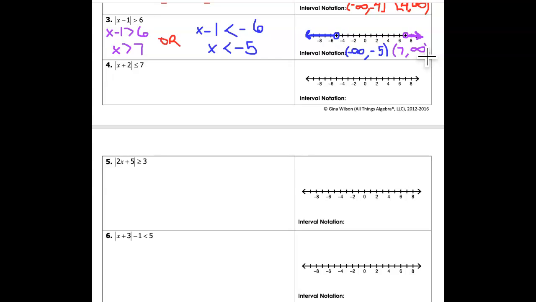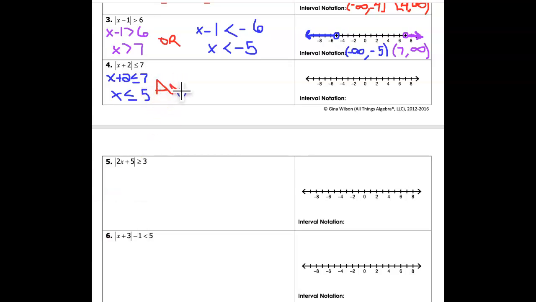All right, so we're going to do the same exact thing with number 4. For the first part, we don't have to change anything about our inequality. We're just going to leave it as x plus 2 is less than or equal to 7. And then we solve our inequality. So I subtract my 2 from both sides. I get that x is less than or equal to 5. Now this time it's a less than sign, which means it's and.